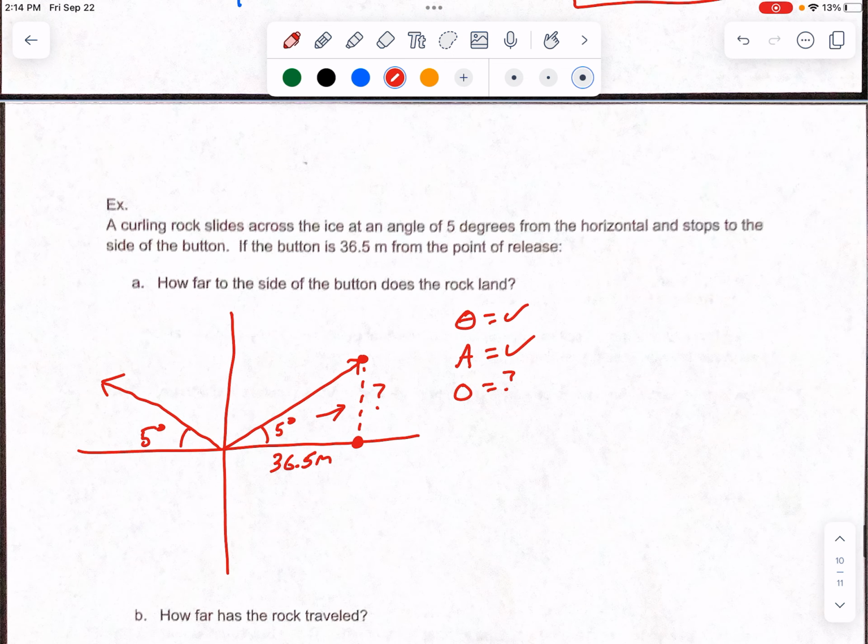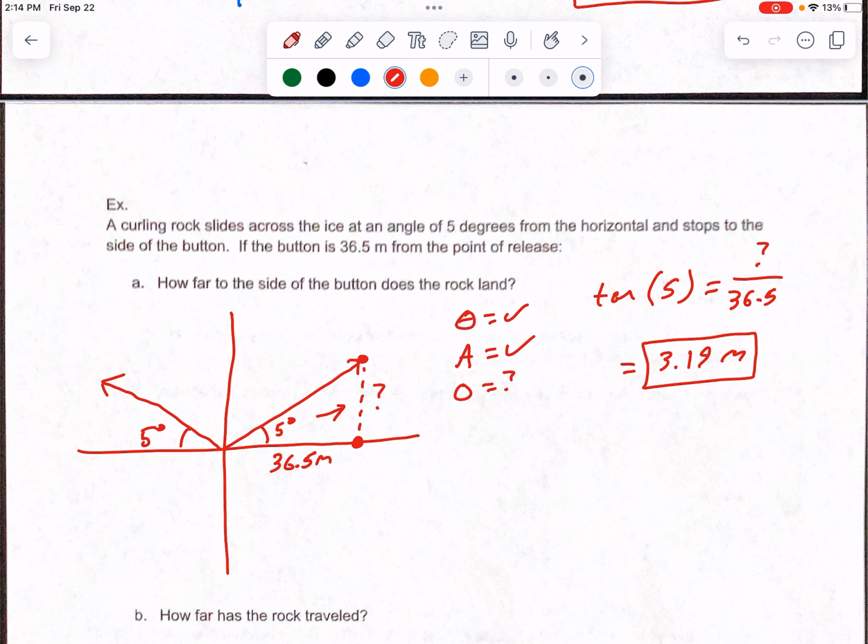Okay. So tangent of your angle, 5, equals opposite, we don't know. So I'm going to leave that as a question mark. And adjacent would be 36.5. And we'll just put that there. Now what we're going to do is multiply both sides by 36.5. And you're going to get a value of 3.19 meters. So that's how far to the side of the button it landed.